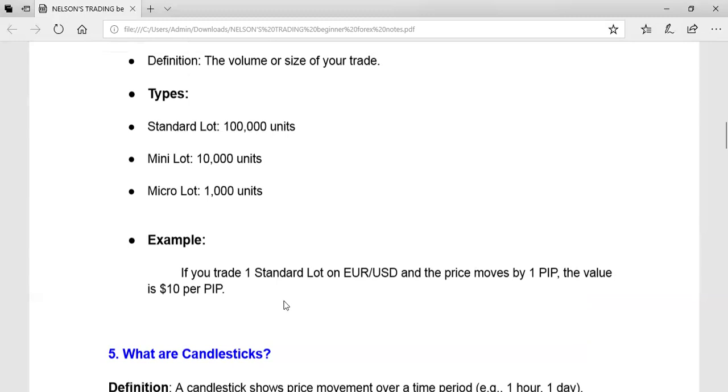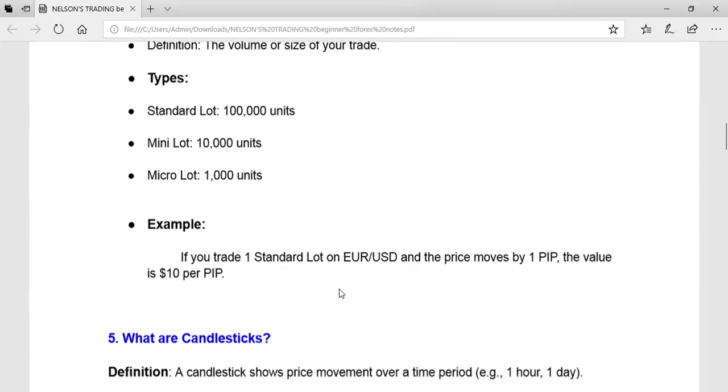But for example, someone else can trade, remember this is one lot, someone can trade with 0.09, 0.08, or 0.01. So when you come to 0.01, you will now get $1 in 1 pip. So I want you to understand that. So make sure you understand that.